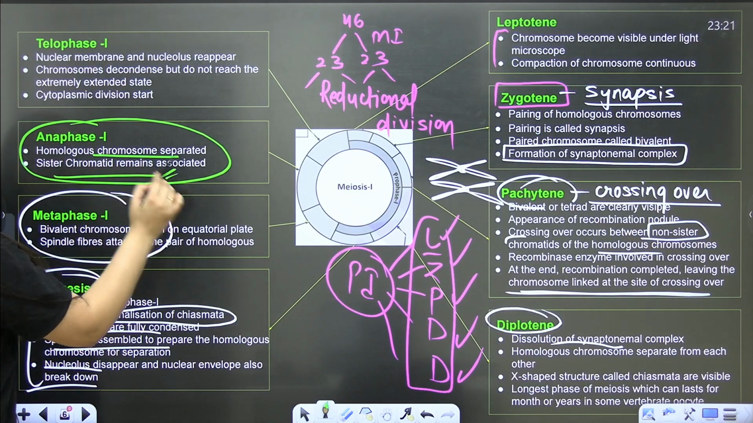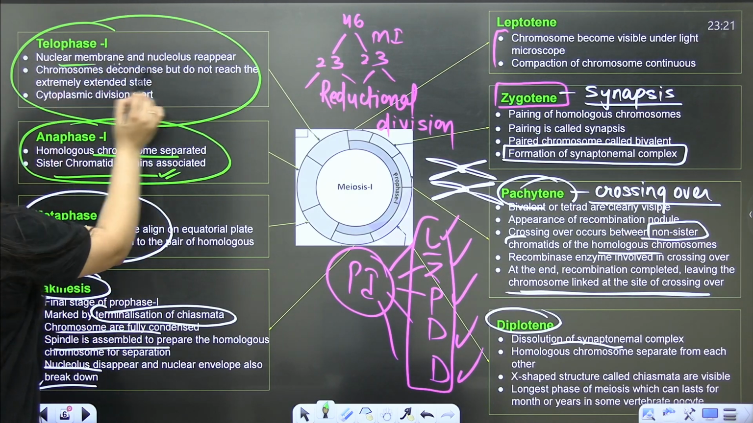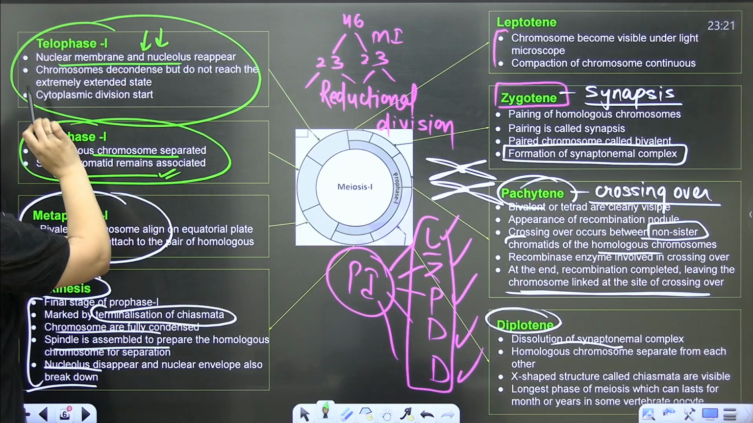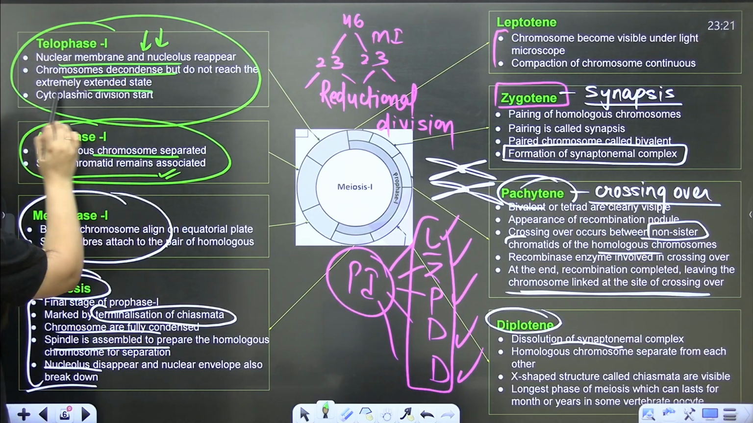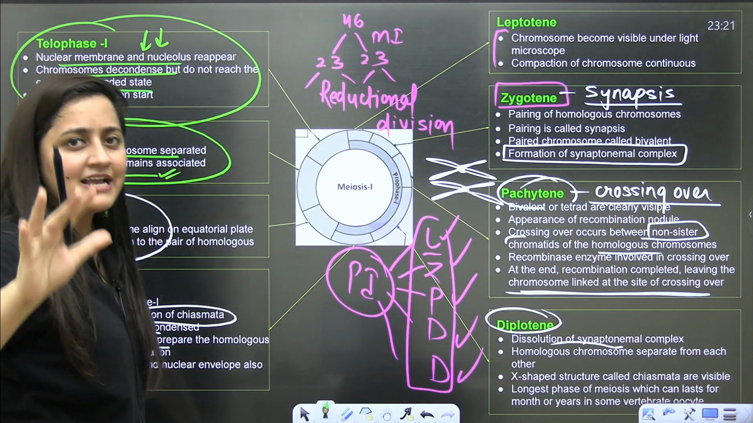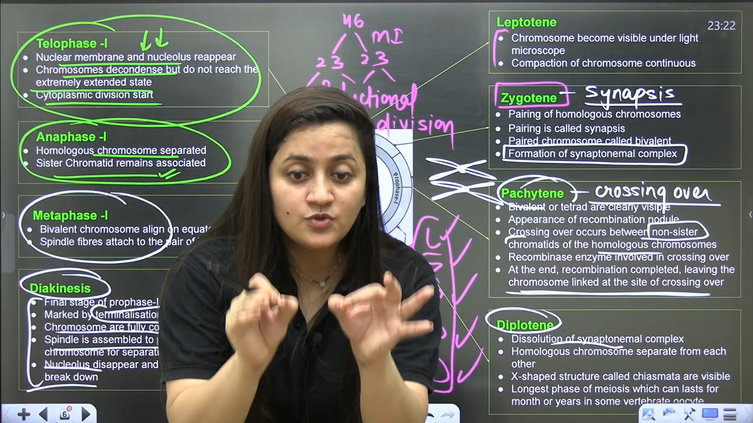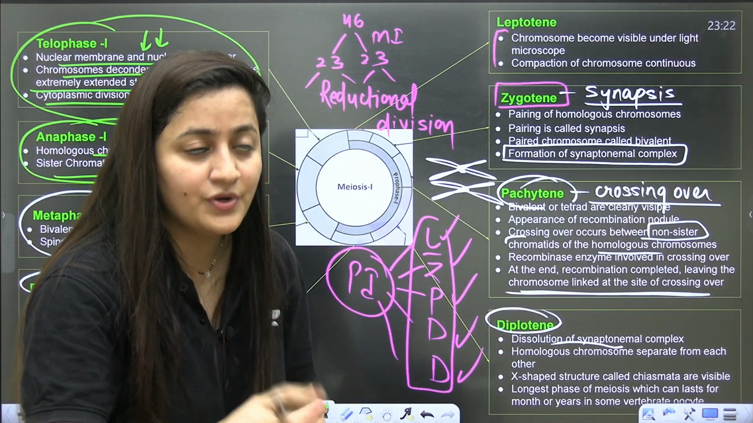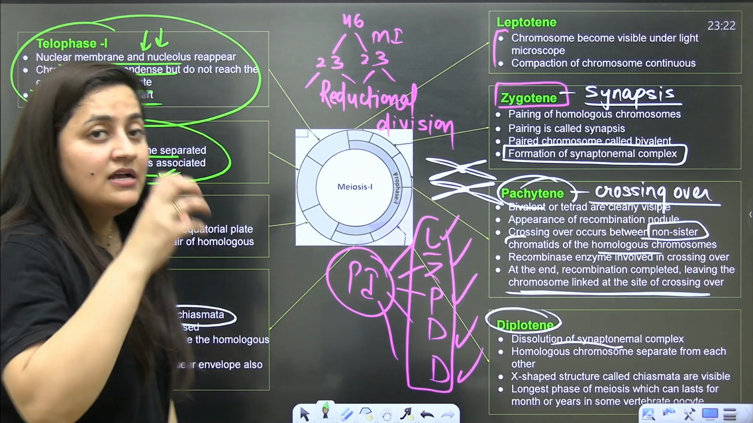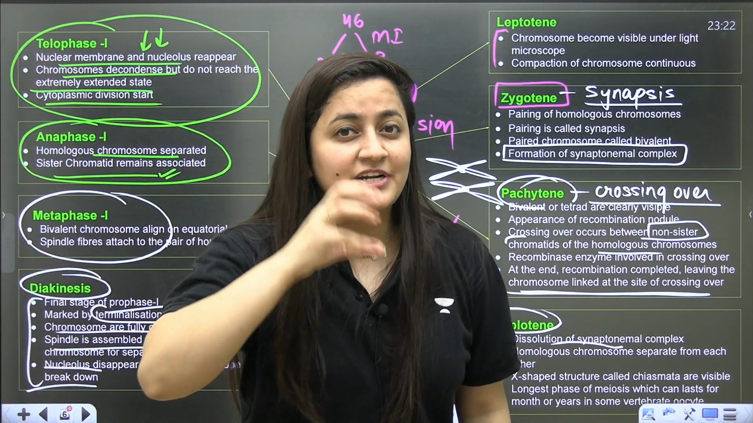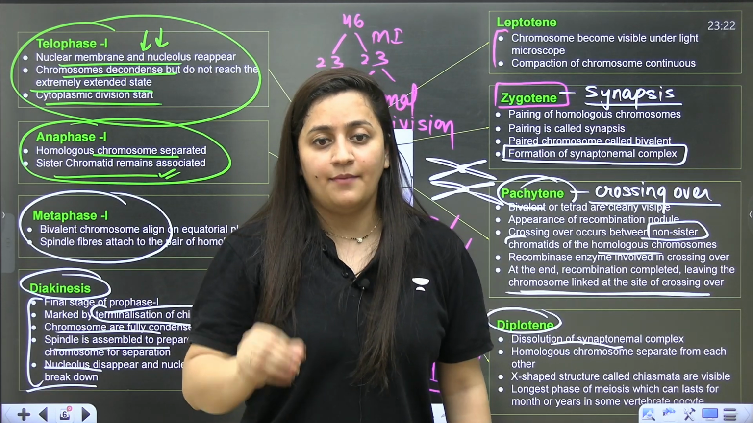Sister chromatids remain associated. Then telophase 1, nuclear membrane and nucleolus reappear, chromosomes decondense, but do not reach the extremely extended state, and cytoplasmic division will start. So that is what you need to keep in your mind, students. So in anaphase 1, what is happening? Sister chromatids will remain together, but it is the bivalent that will get separated, right?